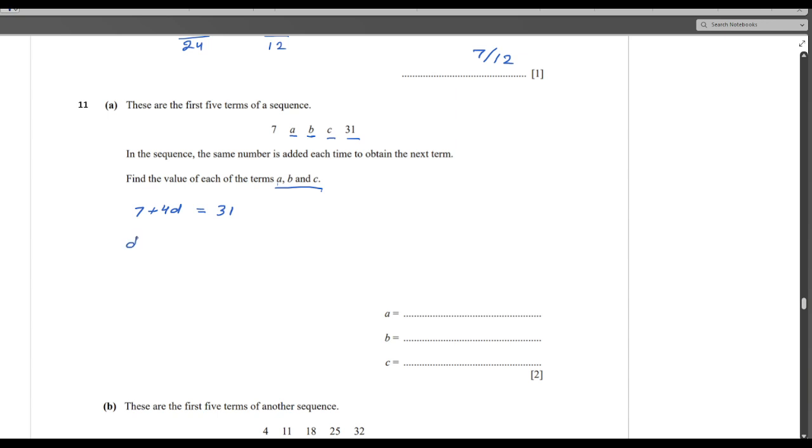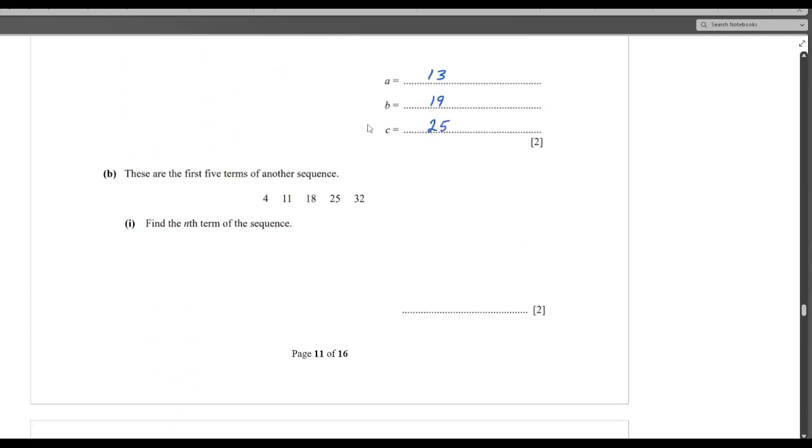So from here we first find D. D will be 31 minus 7, and that we will divide by 4. So your D is 6. So for A I will add 6. 7 plus 6 is 13. Then 13 plus 6 is 19, and 19 plus 6 is 25, and 25 plus 6 is 31.